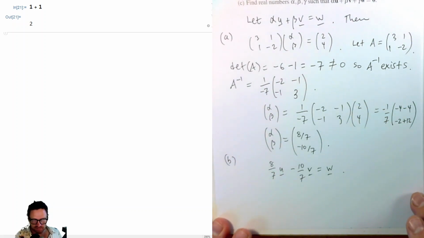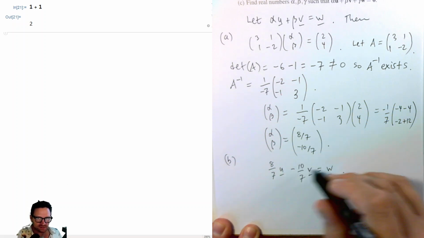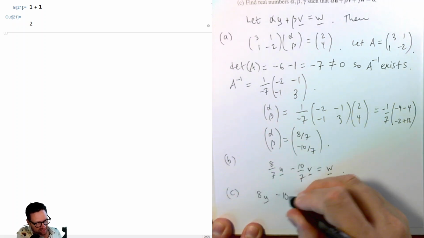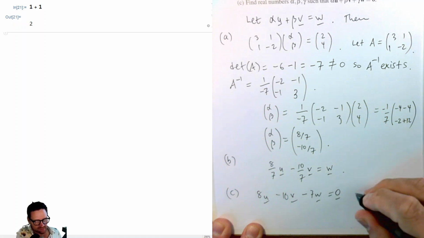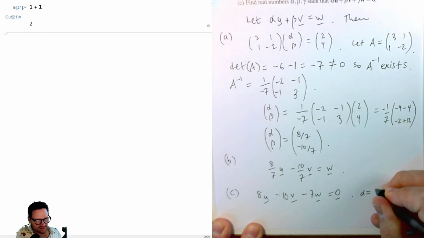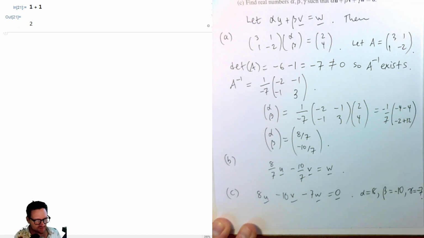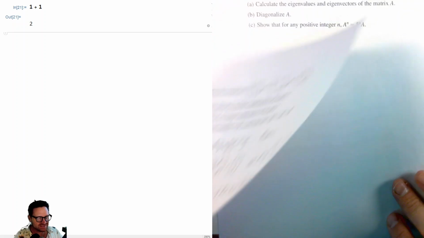Okay, next one says find real numbers alpha, beta, gamma such that alpha u plus beta v plus gamma w is the zero vector. So all we have to do is multiply this by 7 and take the result over to the right hand side. 8u minus 10v minus 7w is the zero vector. So here alpha is 8, beta is minus 10, and gamma is minus 7. Okay, and we've done part C. So that was a fairly easy one. Let's move on to question 6.